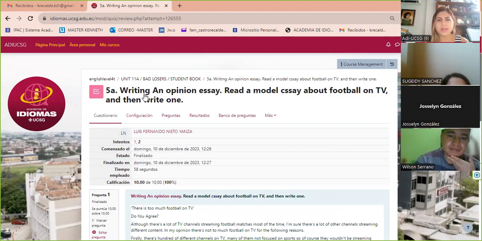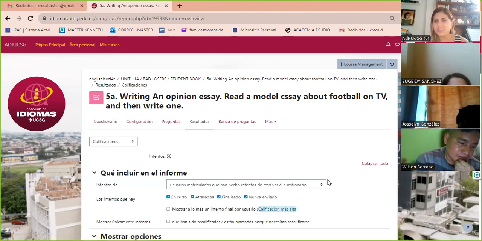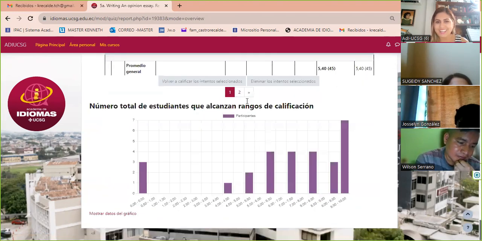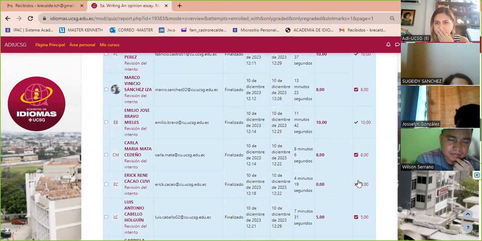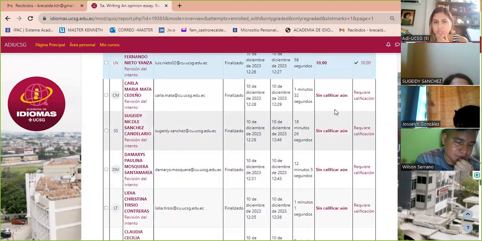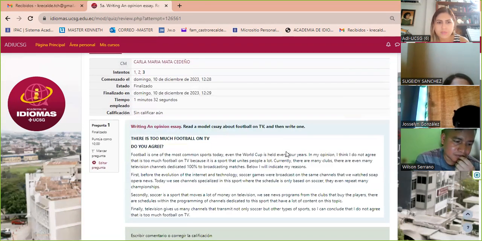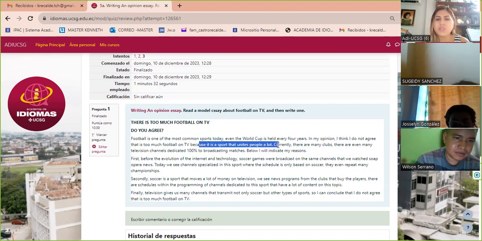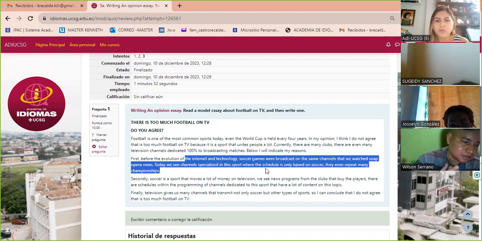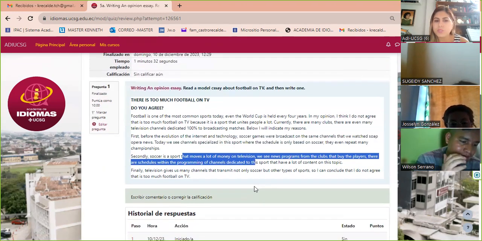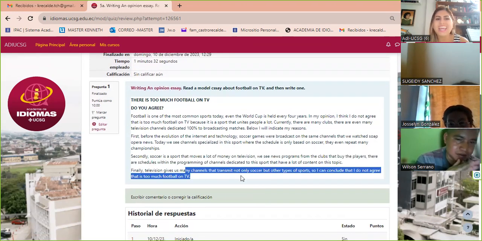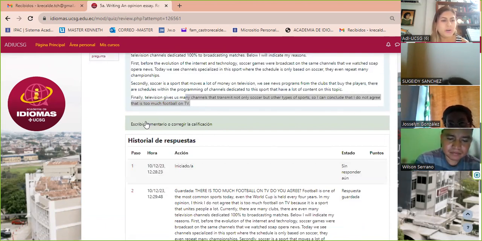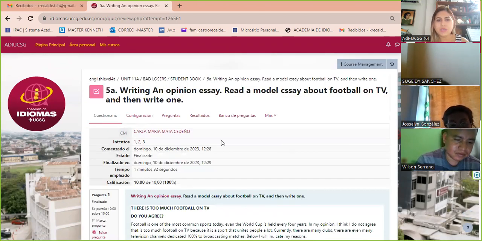Let's continue. Now, Carlita, the moment of the truth has arrived. Let's see, Carlita. And after Carlita, I will check Suheidi. Football is one of the most common sports today. In my opinion, I don't agree that there is too much football. Perfect. Because it's a sport that unites a lot. First, evolution, and second is moves money. Finally, excellent, Carlita. Now it's perfect. Now I know that you think that there is the right amount of football on TV. Perfect.